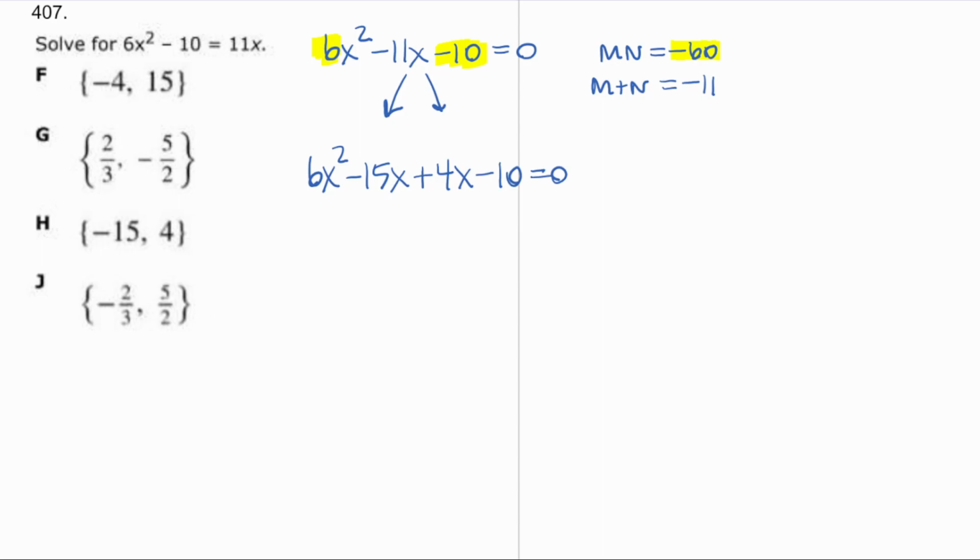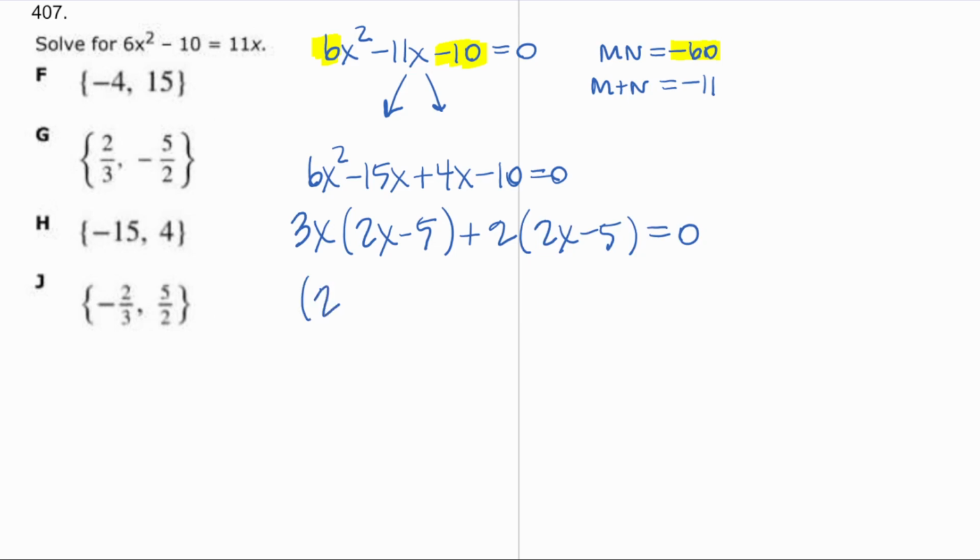Okay, I've got that. I'm going to factor on 6x squared minus 15x. What is common to both of those? There's a 3, a common factor of 6 and 15, and an x. I'll be left with 2x minus 5. And then 4 and -10 only have a factor of 2 in common, so I'd be left with a 2x and a -5. Okay, so that's a good sign. It means I'm factoring this thing right.